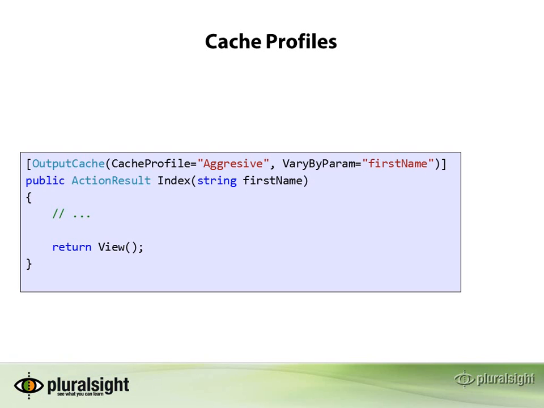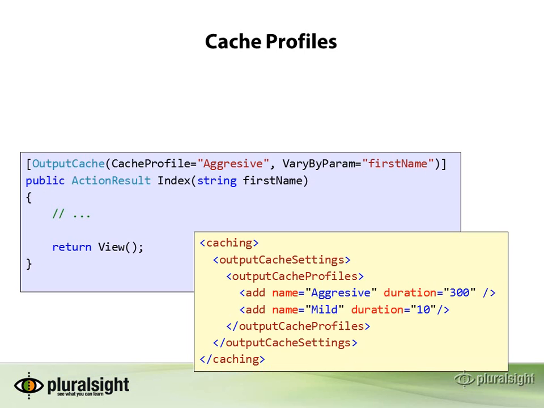For these reasons, ASP.NET allows you to specify a cache profile in the output cache attribute. A cache profile is something that's stored in your web.config file. It's underneath a section named caching, and it's inside of here where you can put duration values. As this example demonstrates, you can have multiple cache profiles, and you reference the cache profile by name in the output cache attribute.